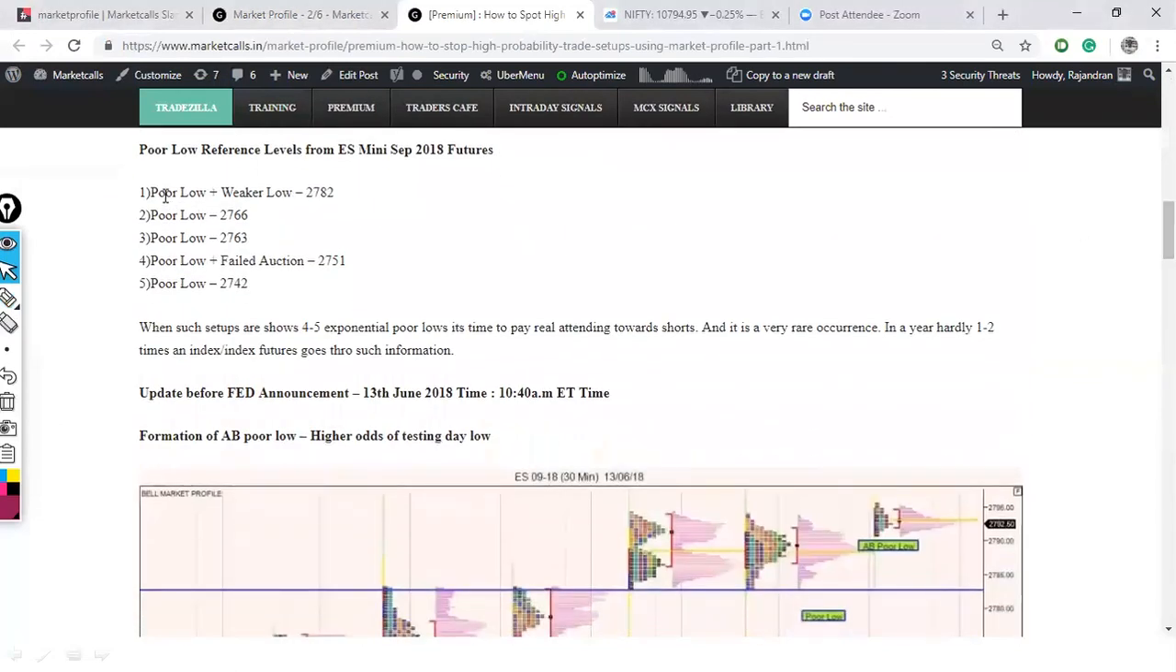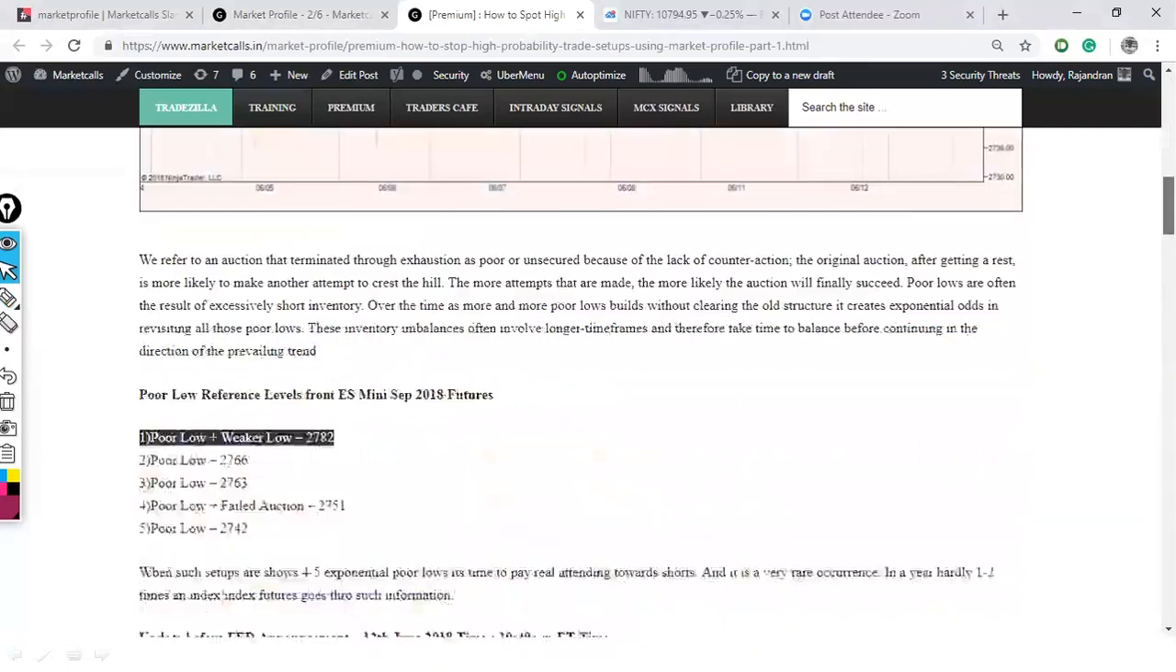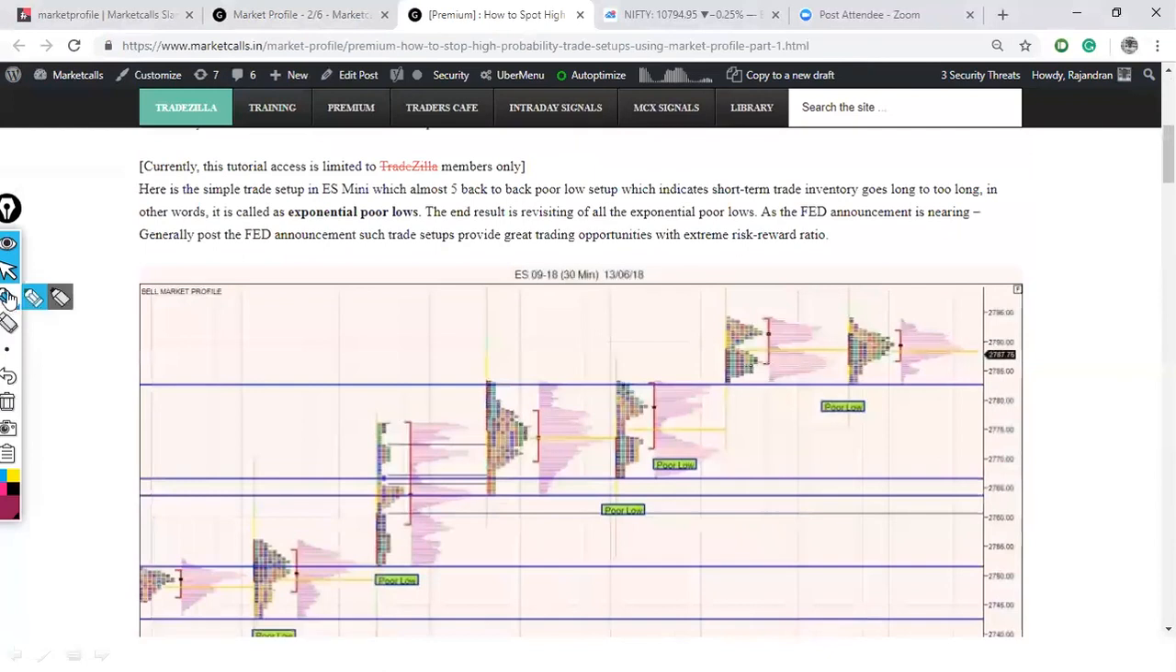So these are the 4 poor lows, and one of them is a poor low plus a weaker low. So 2782, how is it? You can see here it's a poor low because one of the days has a poor low. It is also a weaker low because it is exactly matching the low. That's why we saw poor low plus weaker low, and one more poor low, one more poor low, and one more poor low.